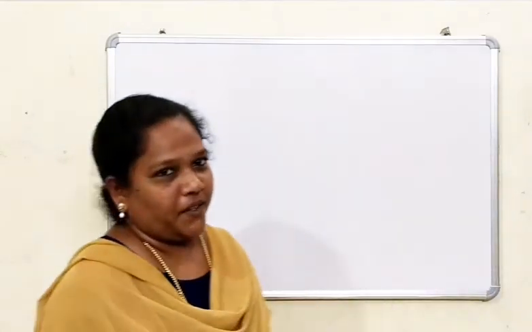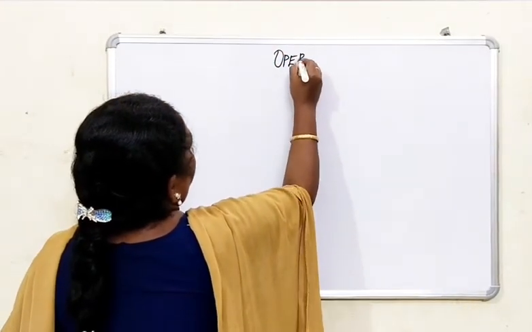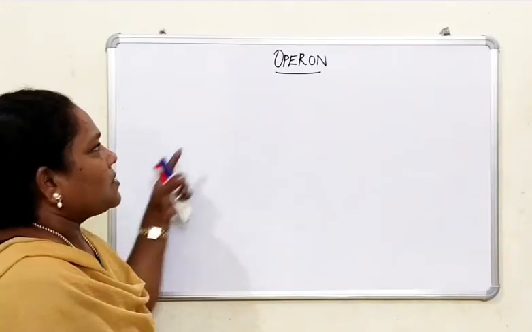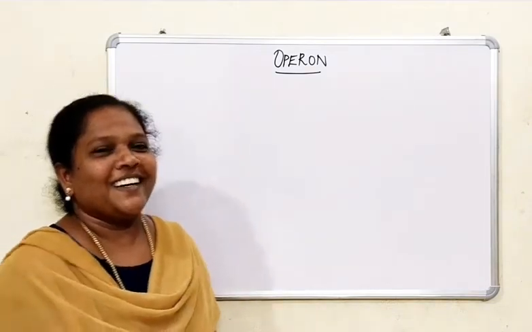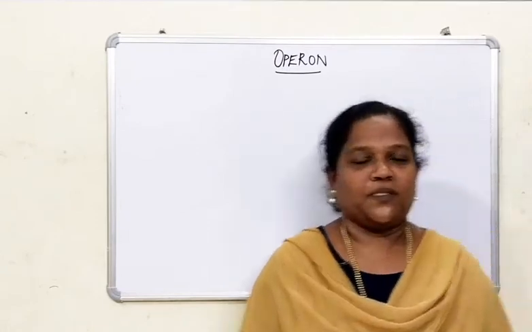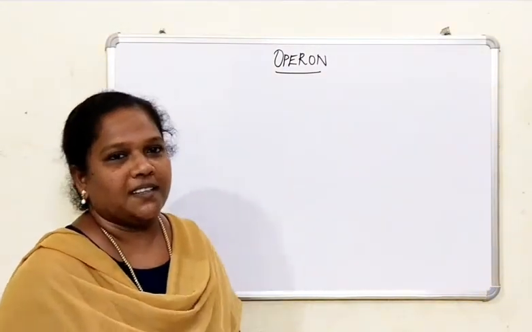So in prokaryotes, that is in E. coli, we are going to learn a new topic that is called as operon, operon concept. So what is an operon? A set of genes that is controlled by a promoter is called as operon.